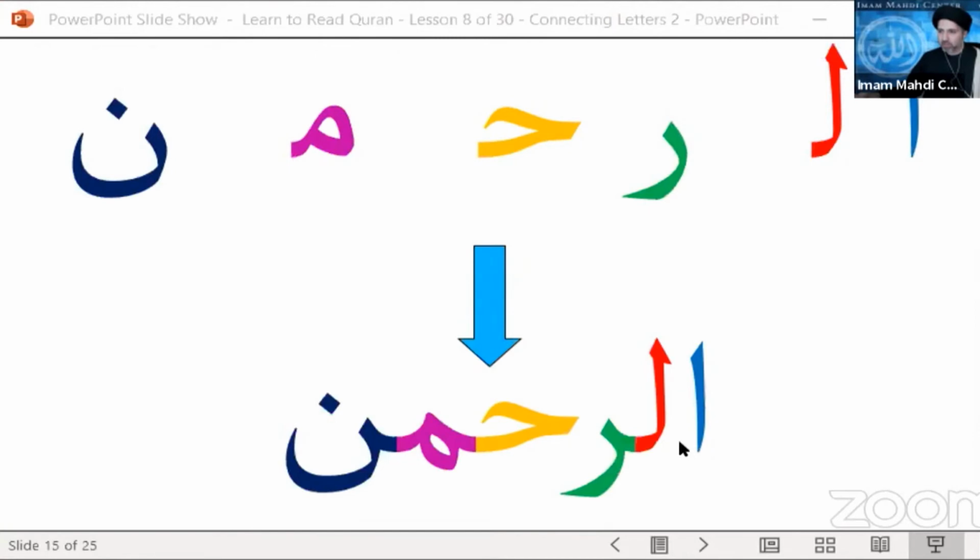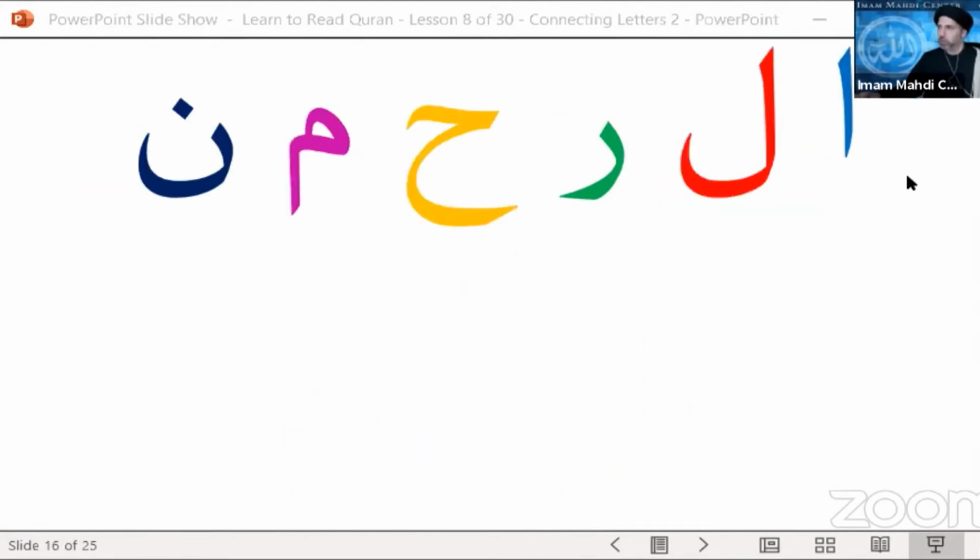So now you see how they connect. Alif with the space after it, because it doesn't connect on its left. The lowercase of the Lam connected to Ra. And the Ra does not connect on its left, so we leave a space. Lowercase Ha, lowercase Mim. Full Nun, because the Nun is the last letter, so it stays in its uppercase form. So now we write it.